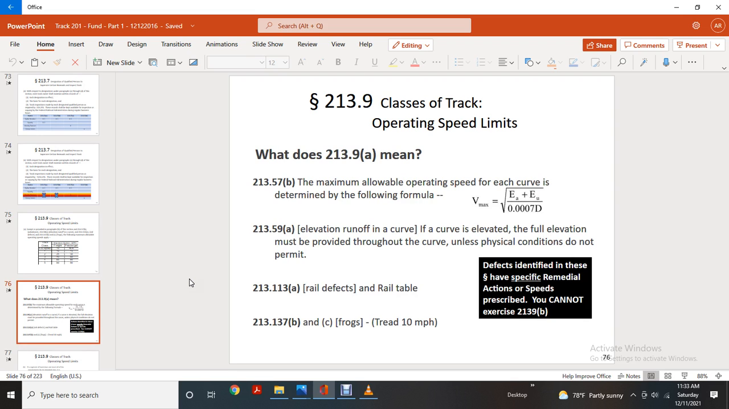Class of track operating speed under 213.9(a): the maximum allowable operating speed for each curve is determined by the following formula: V max is equal to the square root of (E subscript a plus E subscript u) over 0.0007 D. Elevation runoff of the curve: the full elevation must be provided throughout the curve unless physical conditions do not permit. For rail defects under 213.113(a) and 213.137(b) and (c) frogs, the speed is 10 miles an hour. Defects identified have special remedial actions prescribed.